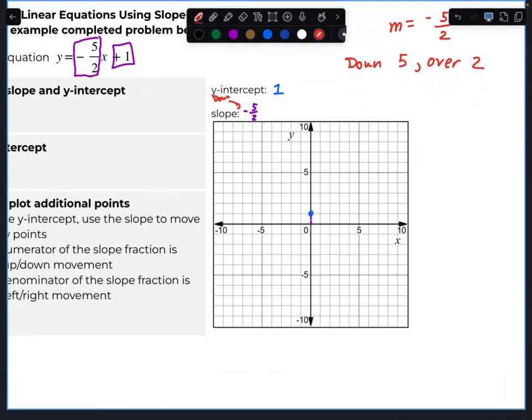So, start at this point. We're going to go 1, 2, 3, 4, 5. I went down 5. I put a little dashes here to represent that. So, down 5. And then I'm going to go over 2, and I'm going to plot my next point. So I went down 5 over 2 to get to my next point. Going from the left to the right.